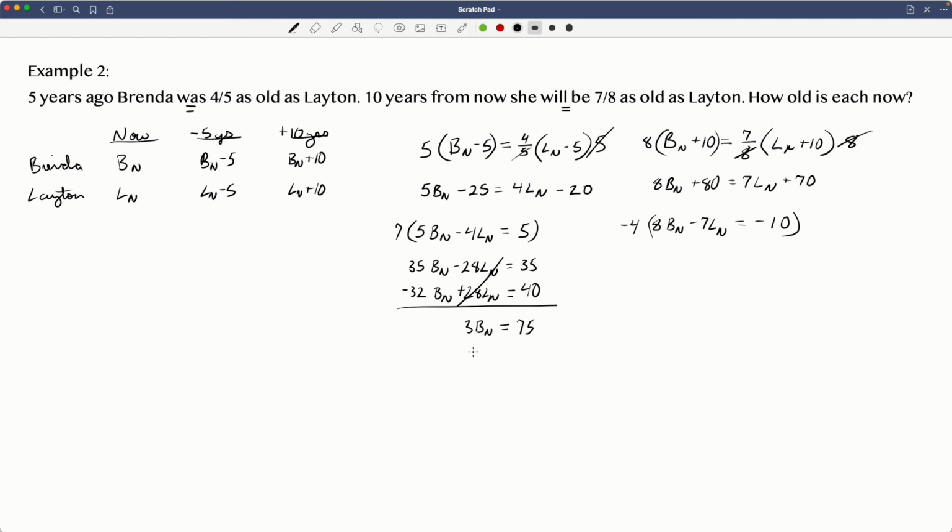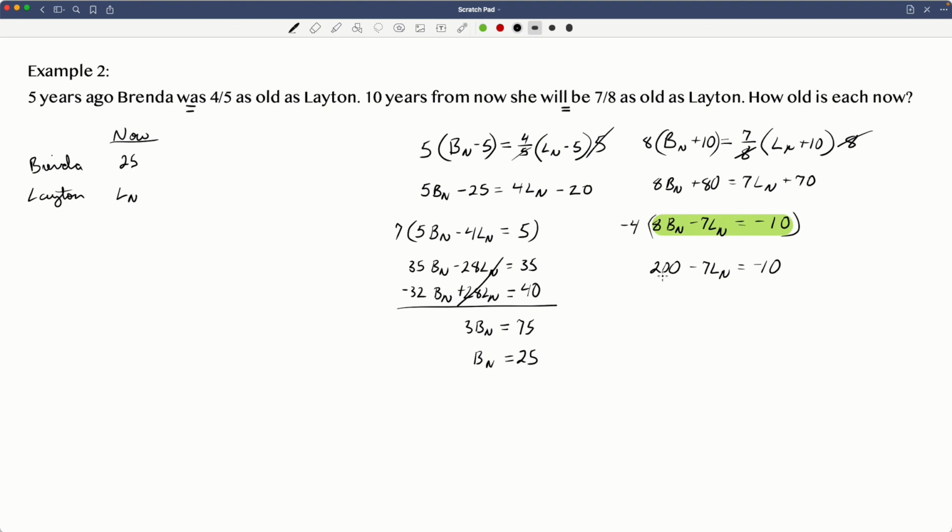Divide both sides by 3. Brenda now, her age is 25. So I don't really need these anymore. I'm going to erase that. And I know Brenda's age now is 25. And I'm going to substitute that in here. I'm just going to use this original bit before it was multiplied by the negative 4. And I'm going to say 8 times 25, that is 200, minus 7LN is equal to negative 10.